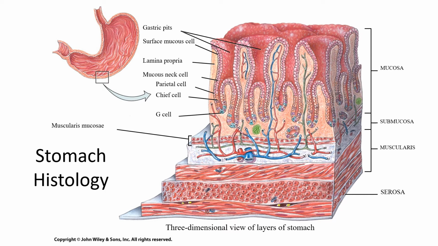Also note that we've got a fairly thick submucosa, and that contains capillaries and also contains lymphatic tissue. And then we have these deep pits known as gastric pits. And within these pits, we have specialized cells that perform specialized functions.